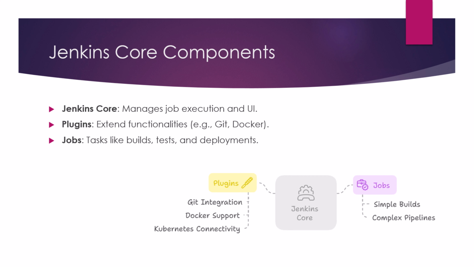Plugins. Jenkins operates on a plugin-based architecture, allowing you to extend its capabilities. Plugins integrate Jenkins with other tools such as Git, Docker, Kubernetes, enabling a flexible and scalable CI/CD pipeline. And jobs in Jenkins are the tasks that Jenkins executes. A job could be anything from a simple build process to a complex multi-step pipeline. This is about the Jenkins core components.